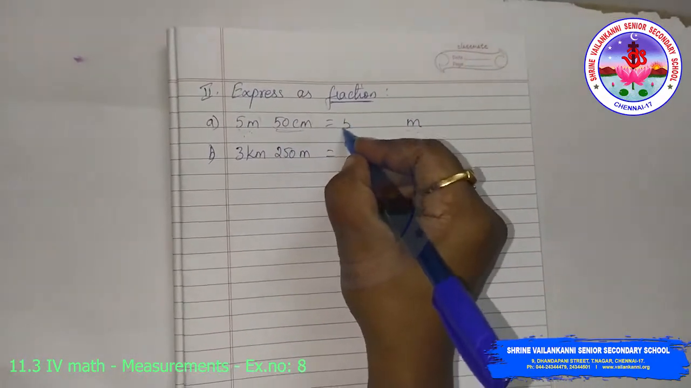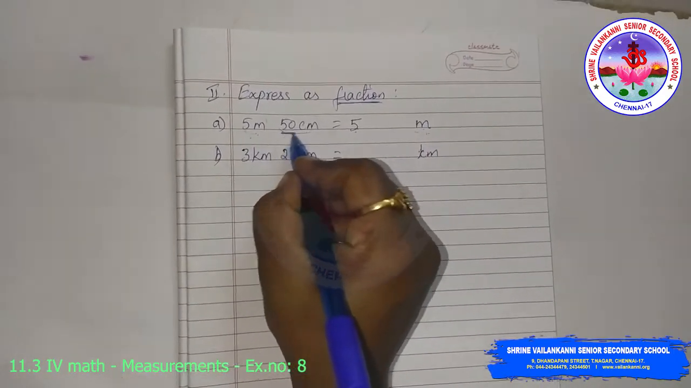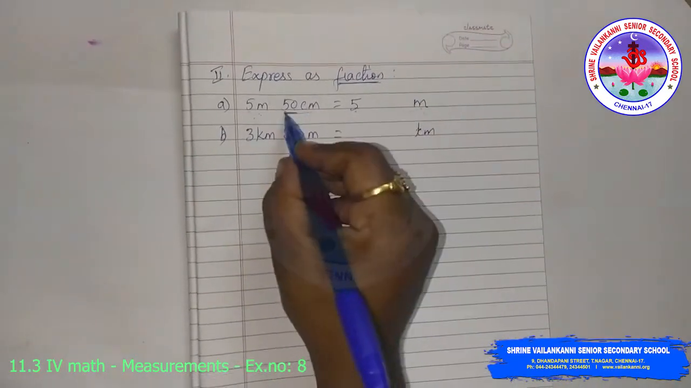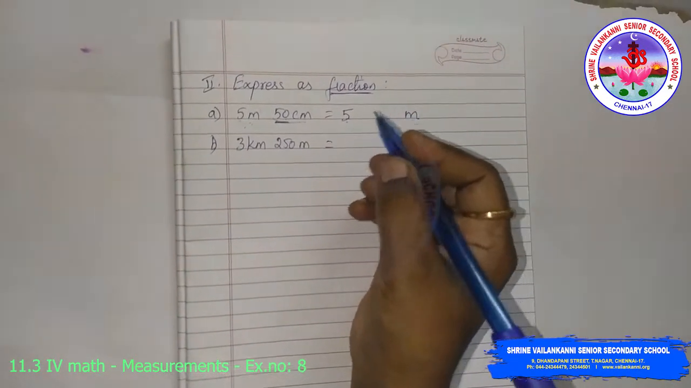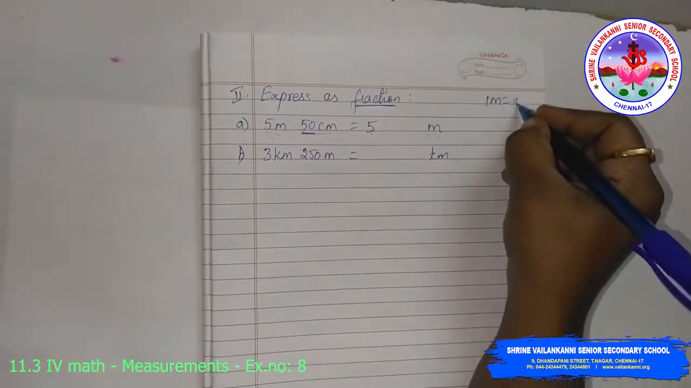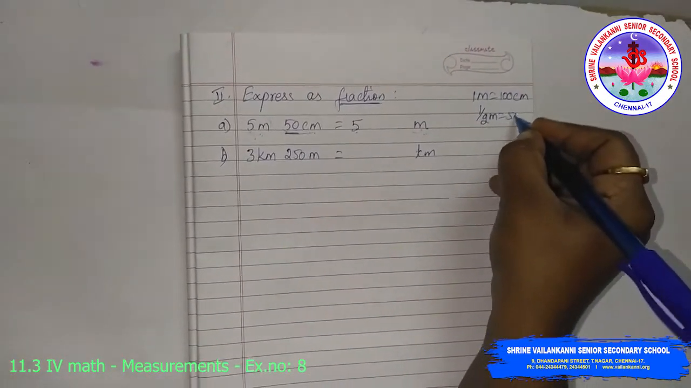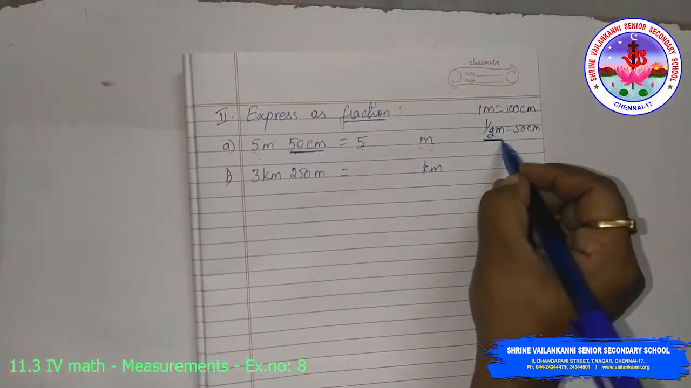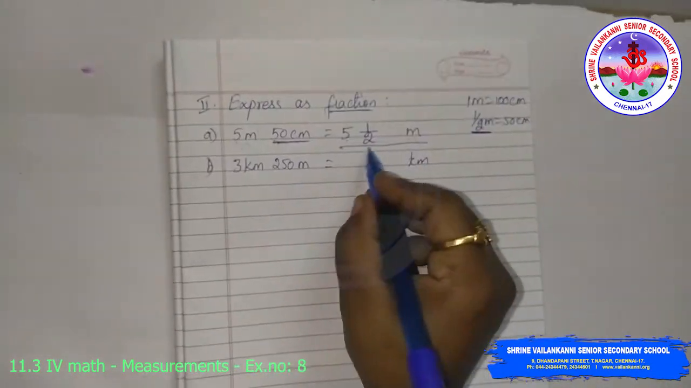So 5 meter, 5 we are going to write as it is. This 50 alone we are going to write as a fraction. So 50 centimeter is nothing but what? Half, that is half a meter. 1 meter is equal to 100 centimeter. So half a meter is equal to 50 centimeter. So this 50 centimeter can be written as half a meter. So 5 1/2 meter is the answer.